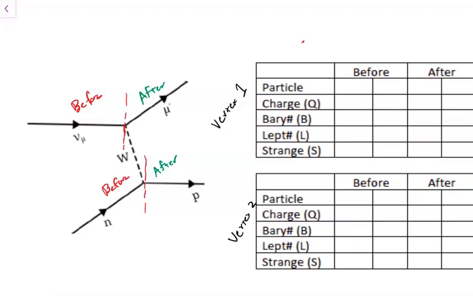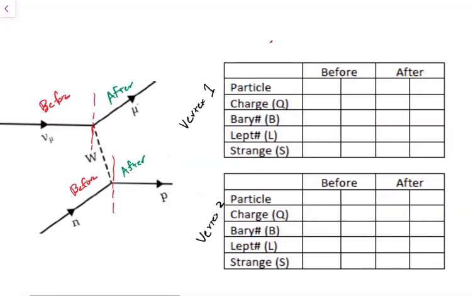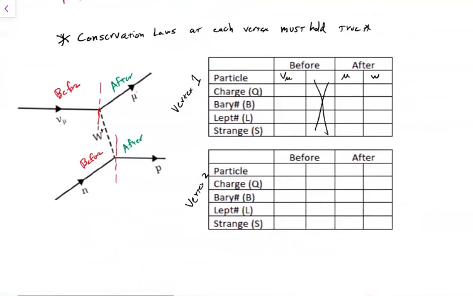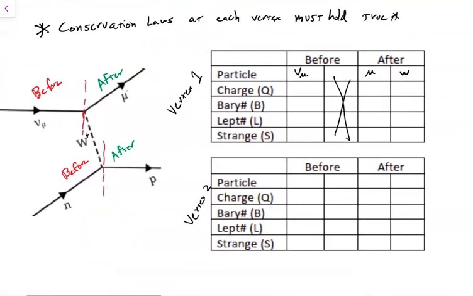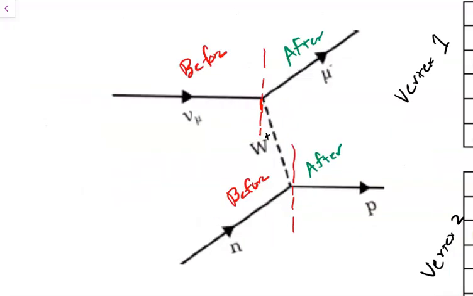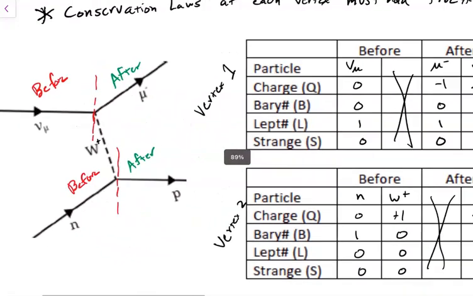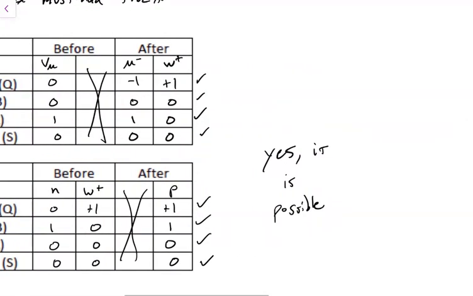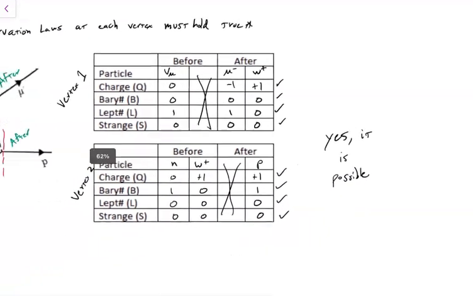I'll pause the video. Something to note, this is a W plus boson, so you'll need to know that when you put it in right here. Pausing it again. All right, so I've finished. And what do I have? I have the first vertex checks out, the second vertex checks out. So yes, this is possible.